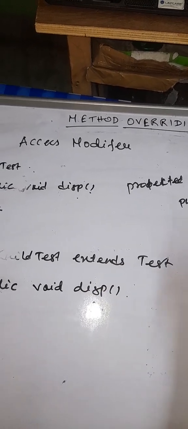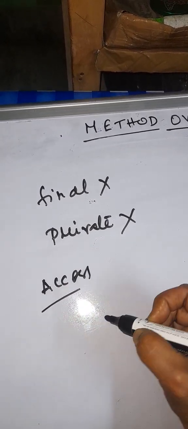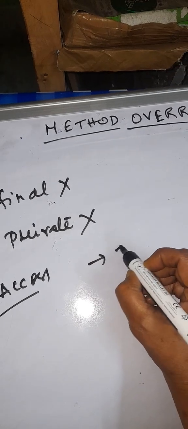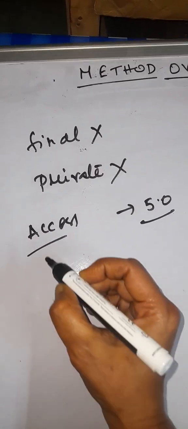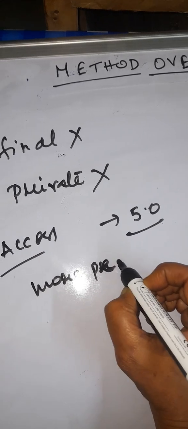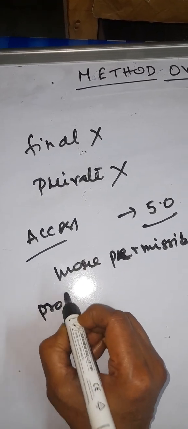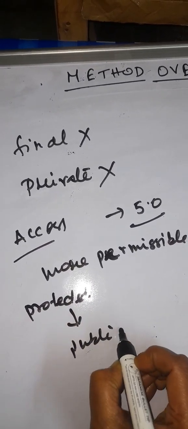So this is the access modifier in case of overriding. What we learn: if your method is final, it is not possible to override. If you declared it private, that one is also not possible in case of overriding. And the access modifier you can change in the child class after Java 5.0, before that it is not possible. When you change the access modifier, it should be more permissible. What is this more permissible? If you declared it protected in the base class, you can make it public in the child class. So this one is possible.